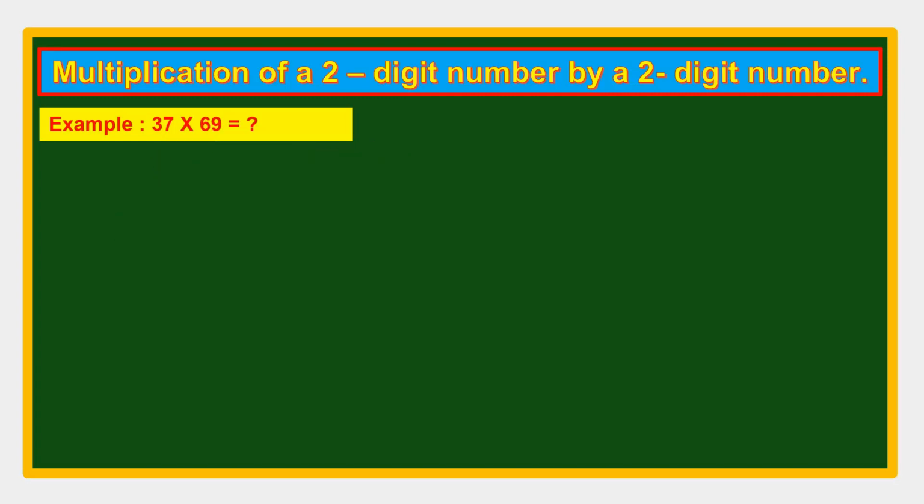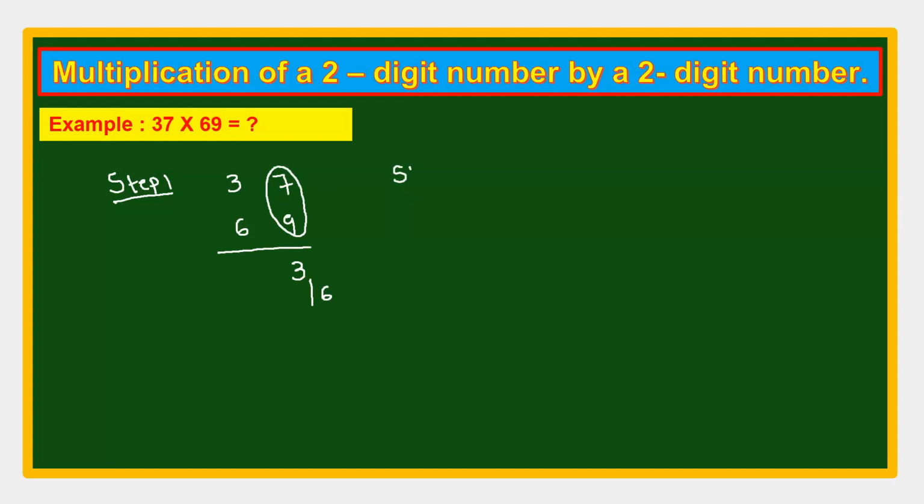And next example, 37 into 69. Same process. This is also multiplication of a 2 digit number by a 2 digit number. So step 1: 37, 69. First we have to multiply the unit digits. So 9 7s are 63. Write 3 here and carry forward 6 here. In the first step, these two we have to multiply.